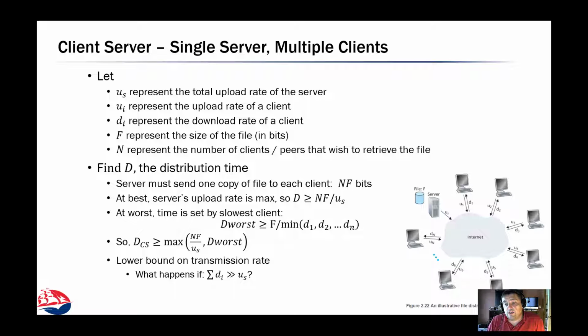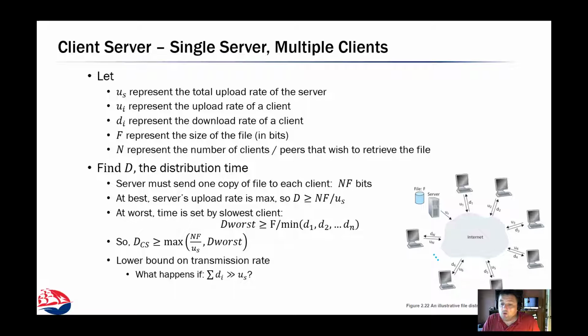However, in the worst case, we have to wait for the slowest client. So the total time to distribute the file to all clients will now be no worse than grandma and her 2400 baud modem or whatever we have. So what we end up with is this relationship that the distribution time must be at least as bad as the maximum of those two things. So either we've saturated the server's upload or we've saturated one of the client's download speeds.